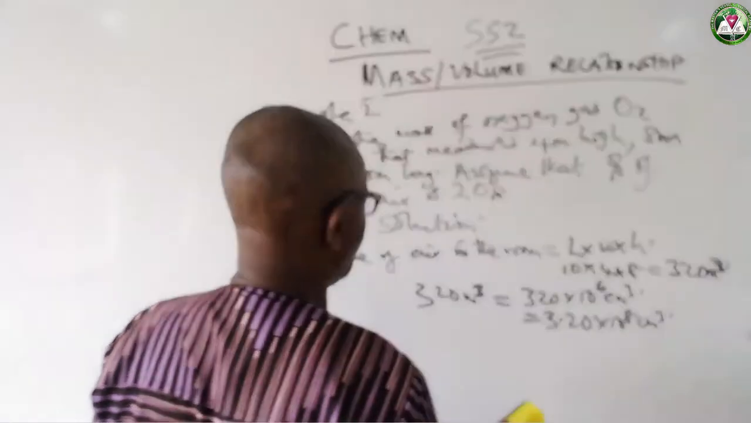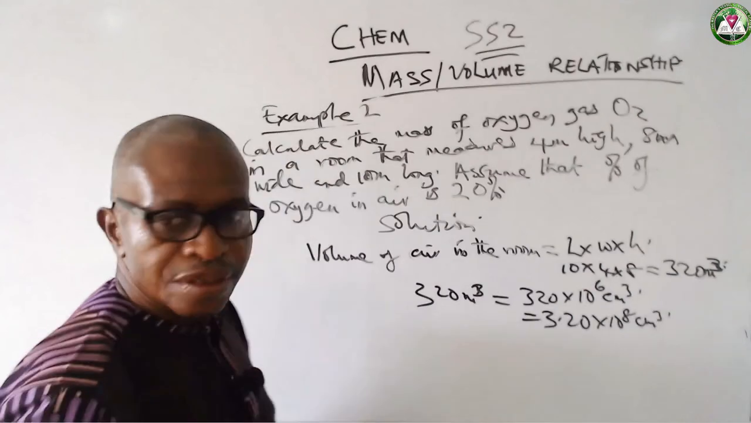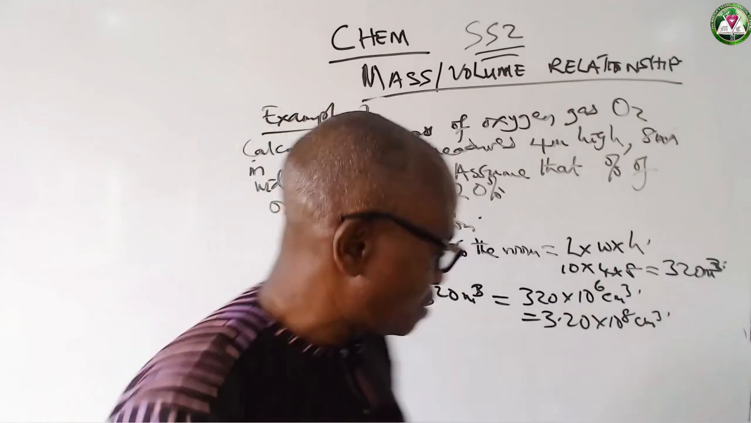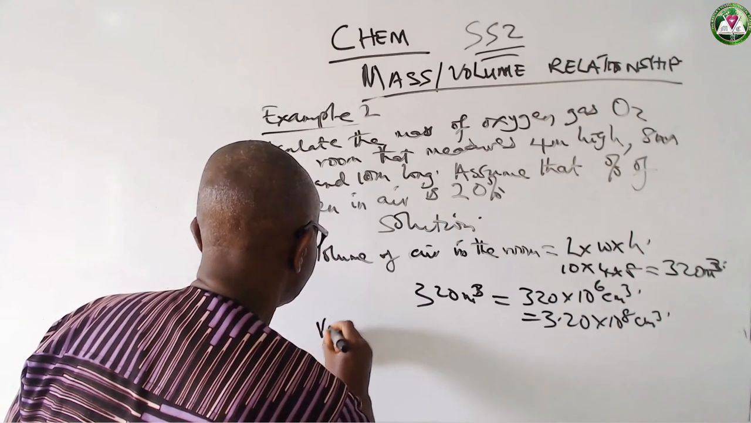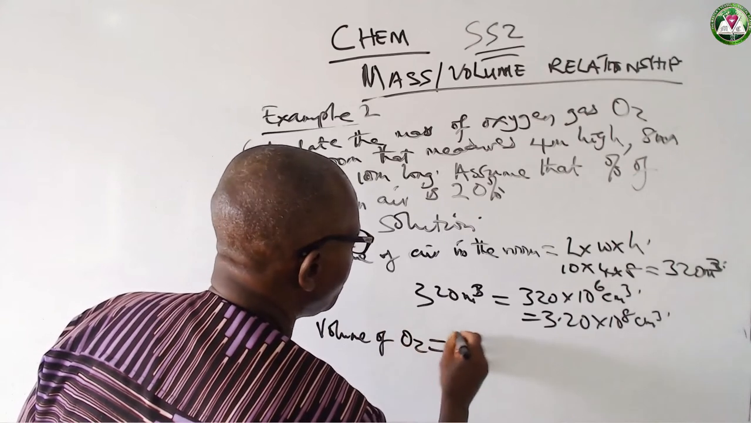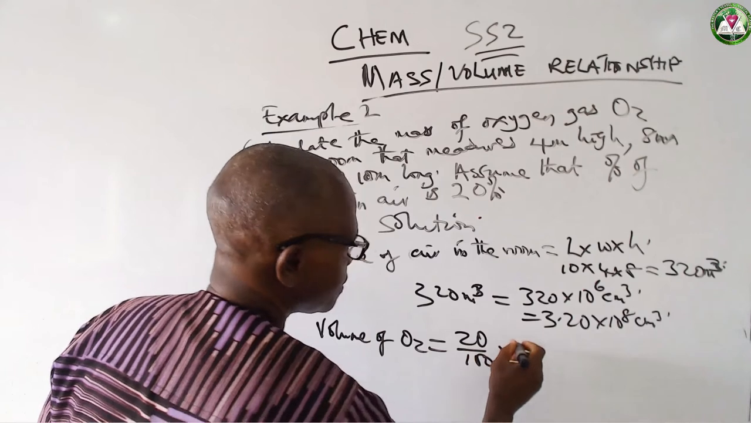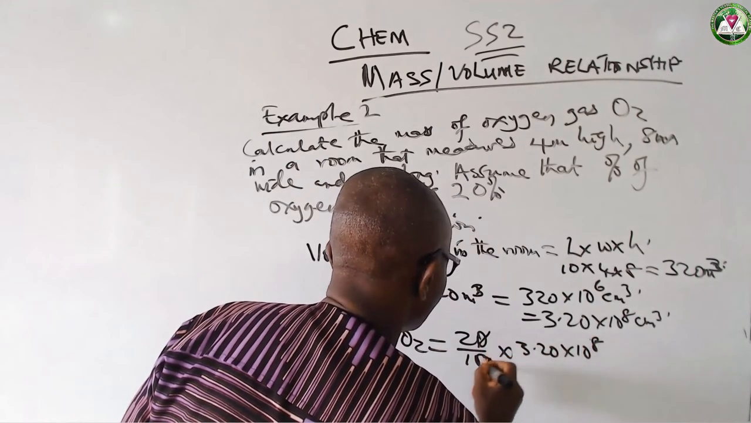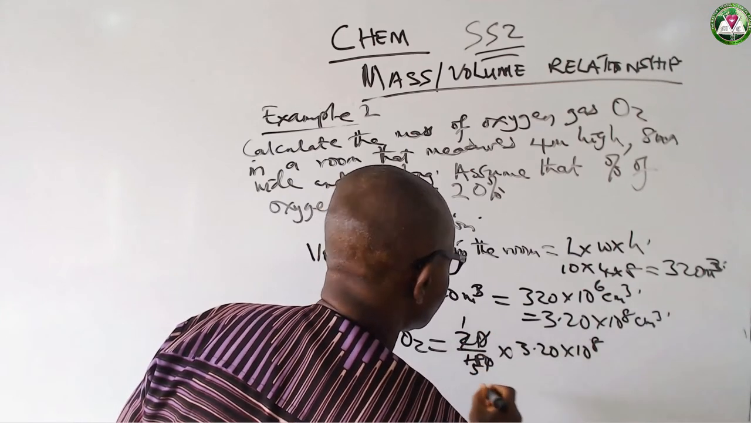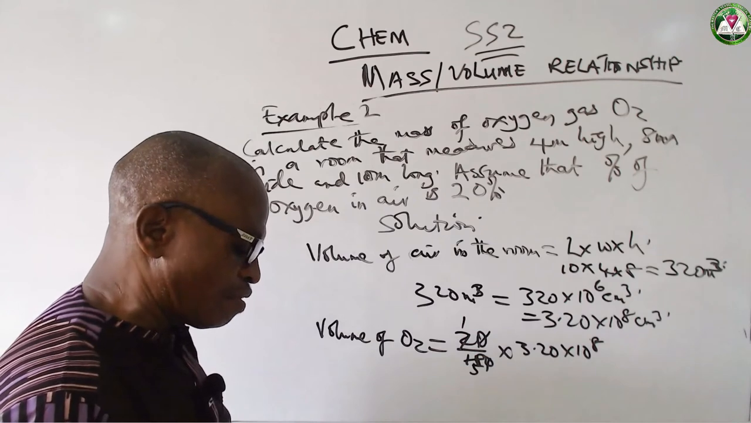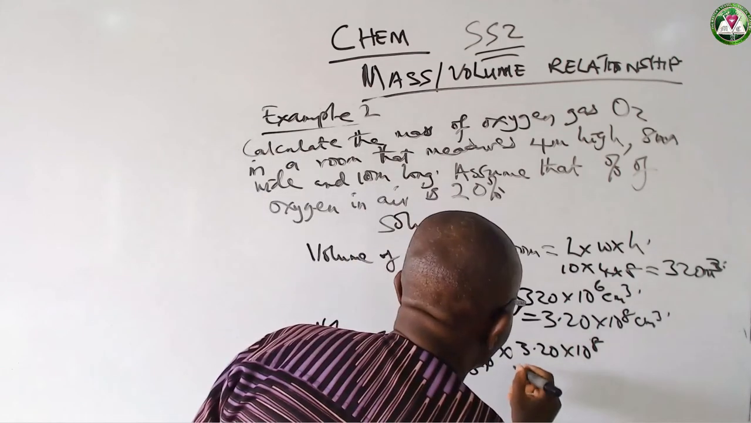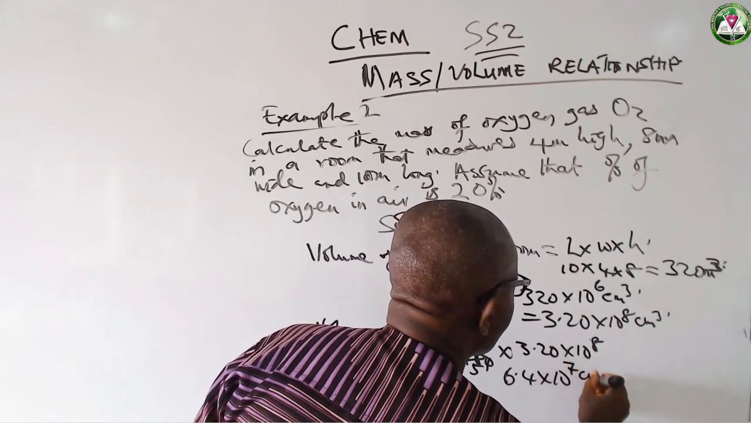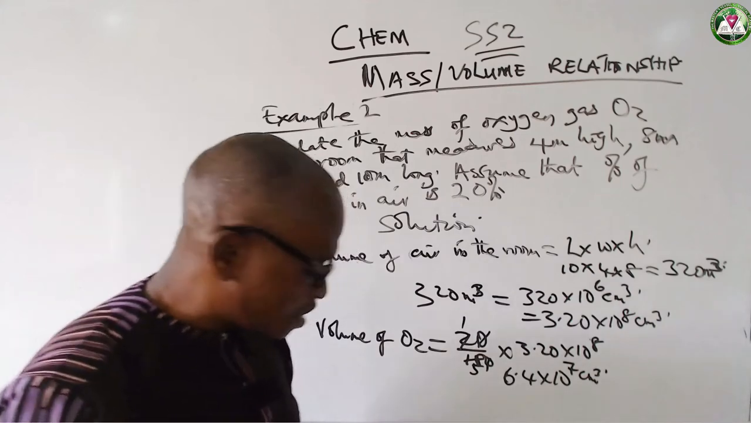The next thing is for us to get the volume of oxygen in the room. We say that air contains 20% oxygen. Therefore, you find the 20% of the volume of air. Therefore, when you divide it, you will have 6.4 times 10 raised to power 7 cm cube. We have gotten the volume of oxygen.